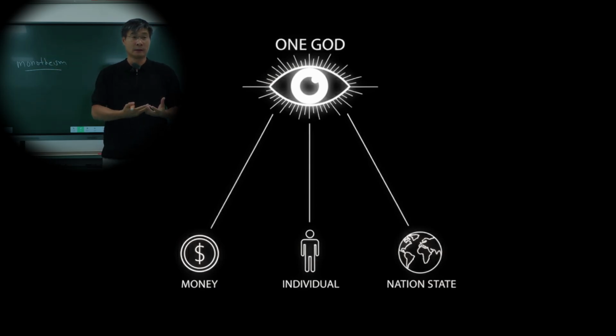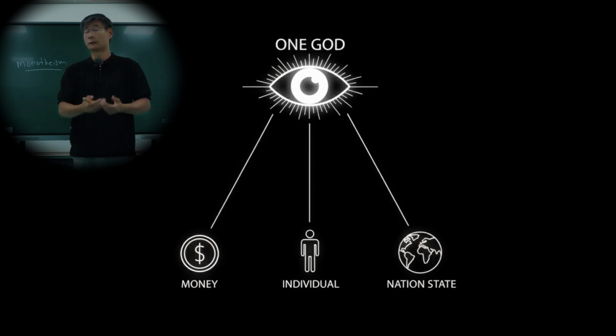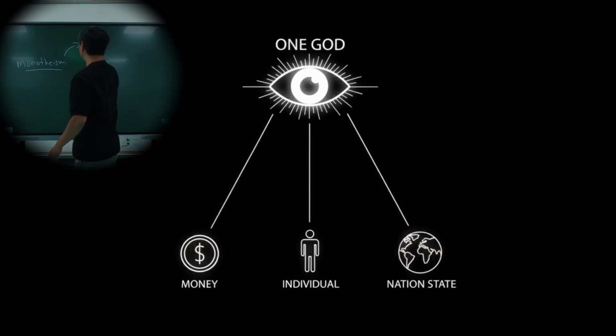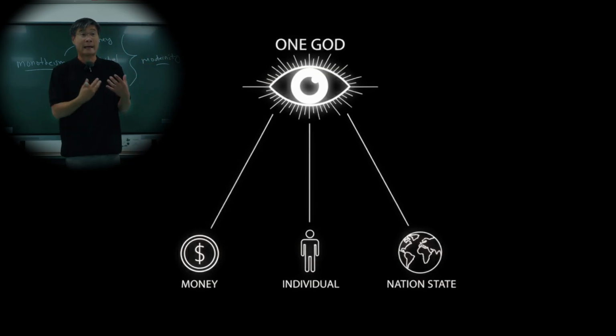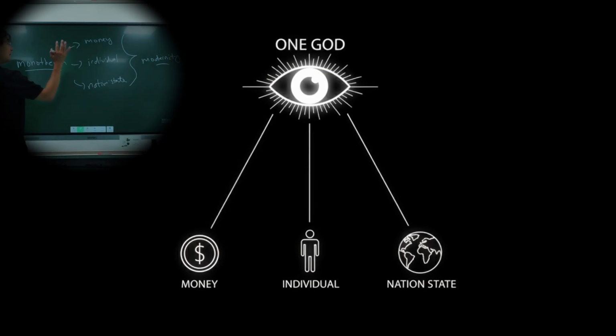And from monotheism, we developed three new ideas, which are money, the individual, and the nation state. It's important to note that these ideas have always existed in human history, but with monotheism, these ideas became the dominant paradigms. And together, they will give us modernity and create the world that we live in today. Okay, so that's what we discussed last class.